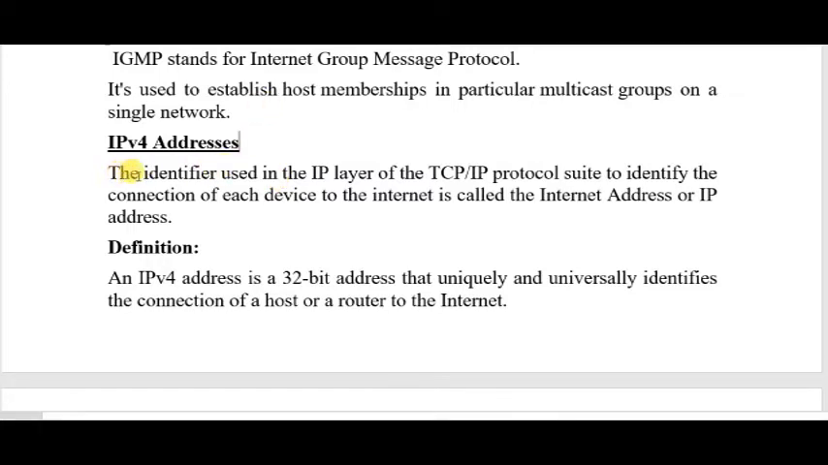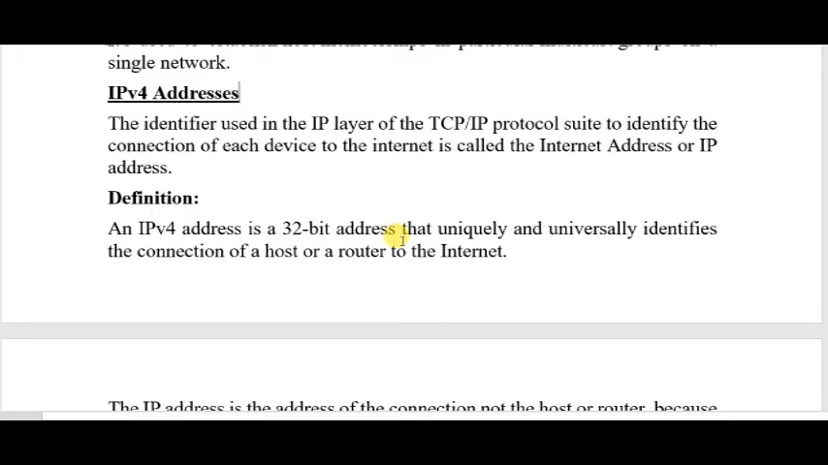Basically, an IPv4 address is an identifier used in the IP layer of the TCP/IP protocol suite to identify the connection of each device to the internet, called the internet address or IP address. Whenever we connect our system to the internet, our system gets some IP address. If you check your system's IP address, you will find something like 192.168.1.1. This IP address is used to identify each system connected to the internet, and it's a unique address.